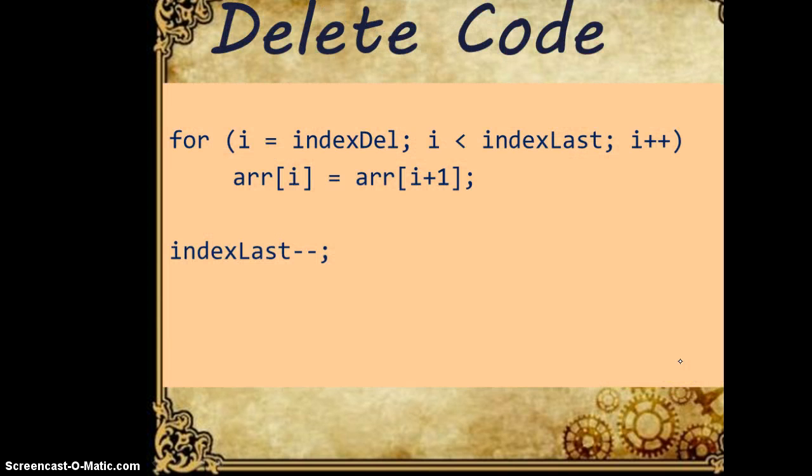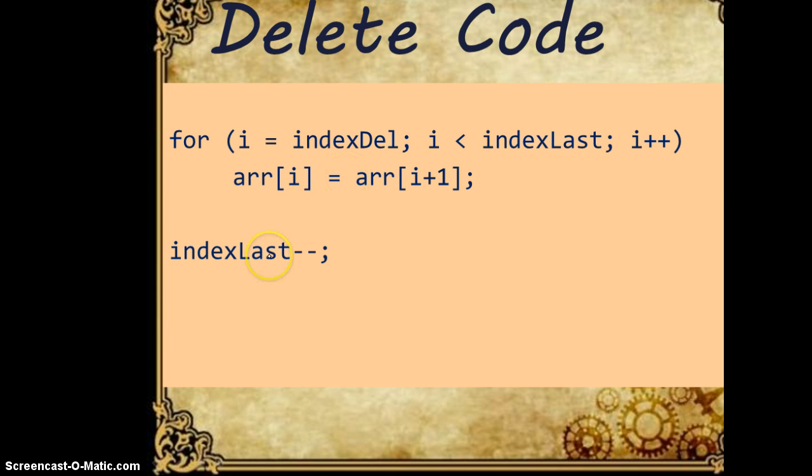So we can follow that same logic. For an insert, we start at the end and work towards the point of insertion. For a delete, we start at the deletion point and work our way out. And here, instead of saying i plus 1 equals i, we're going to say i equals i plus 1. The value at i will pick up the value after it, and that value will move forward. And then we'll just cycle through.